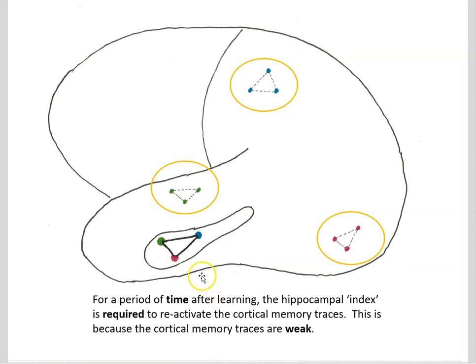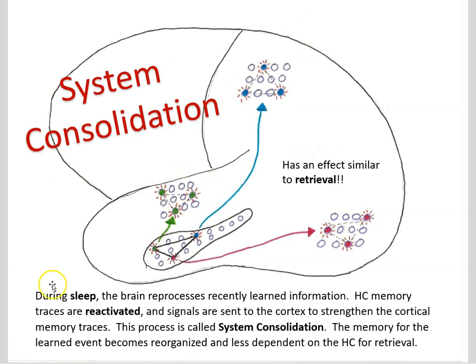Now let's emphasize again that for a period of time after our first learning event, the hippocampal index is going to be required to reactivate these cortical memory traces because they are weak at this early stage in the learning process. But a surprising thing happens when we go to sleep. During sleep, the brain reprocesses recently learned information. The hippocampal memory traces are reactivated, and signals are sent to the cortex to strengthen the cortical memory traces.